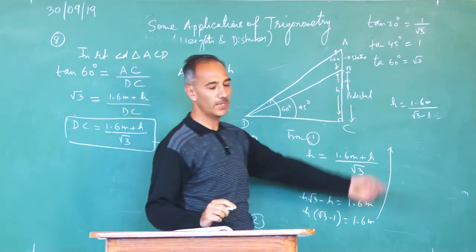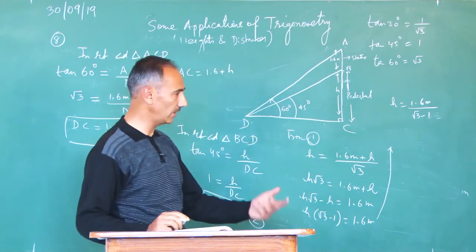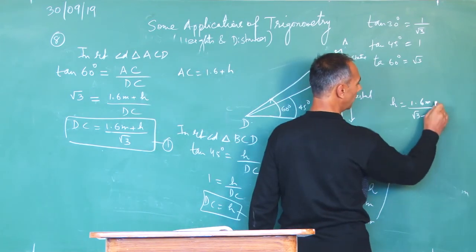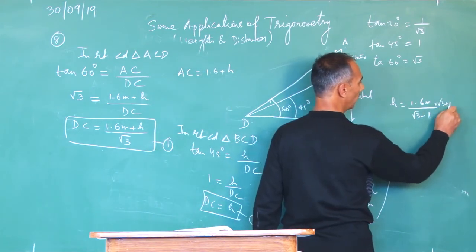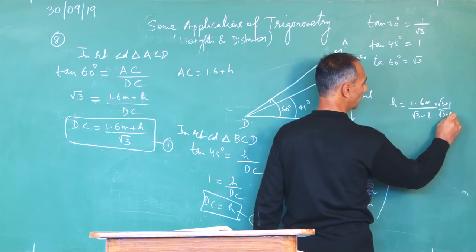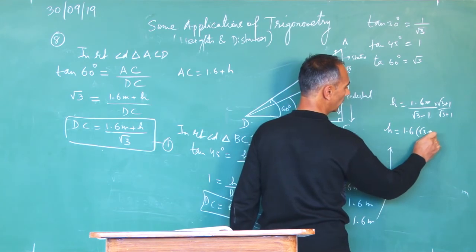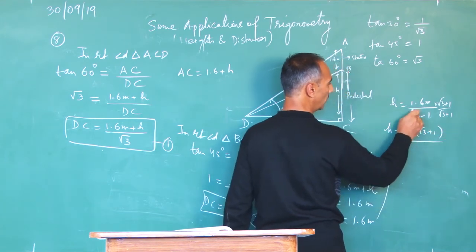You can put root 3 value as 1.73 minus 1, then you will have a decimal. It's better to rationalize it. That means we'll multiply it by root 3 plus 1. Same here, root 3 plus 1. So H is going to be 1.6 into root 3 plus 1. What about in the denominator?